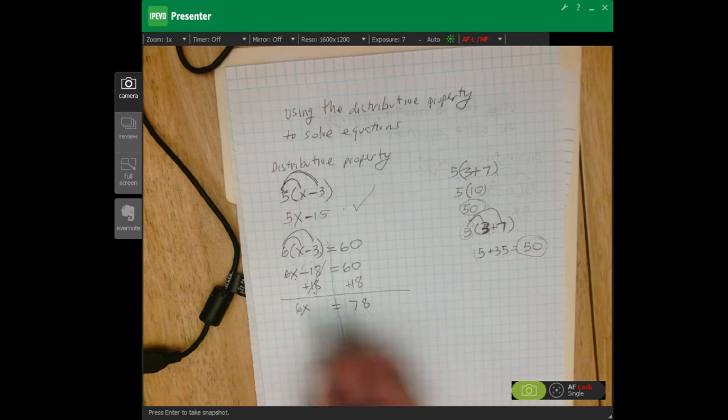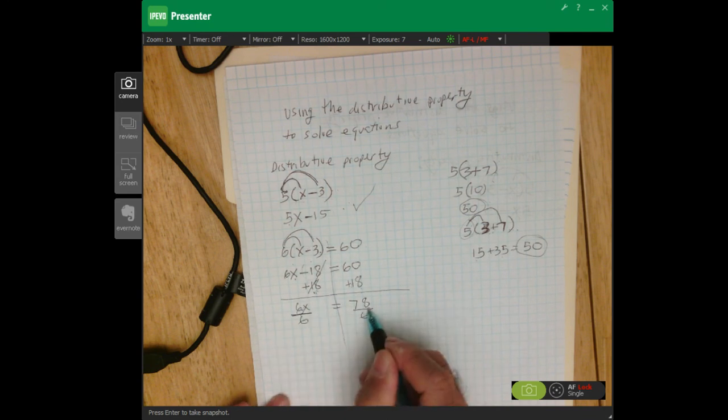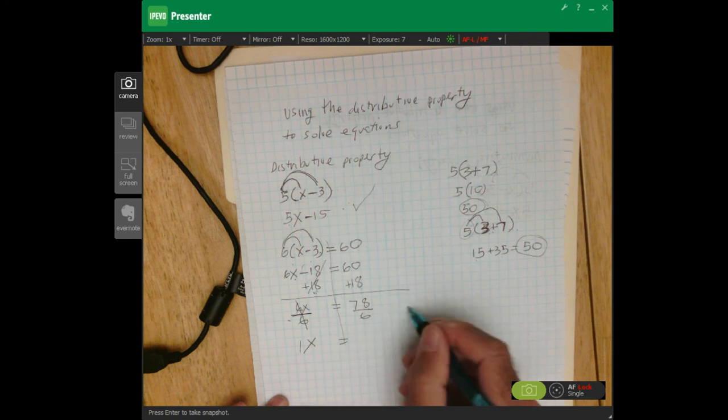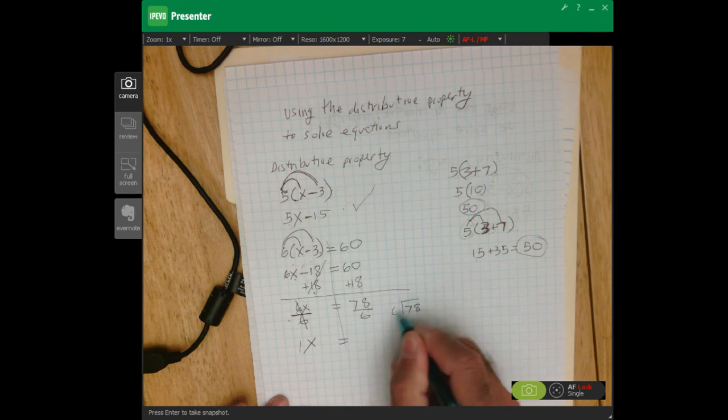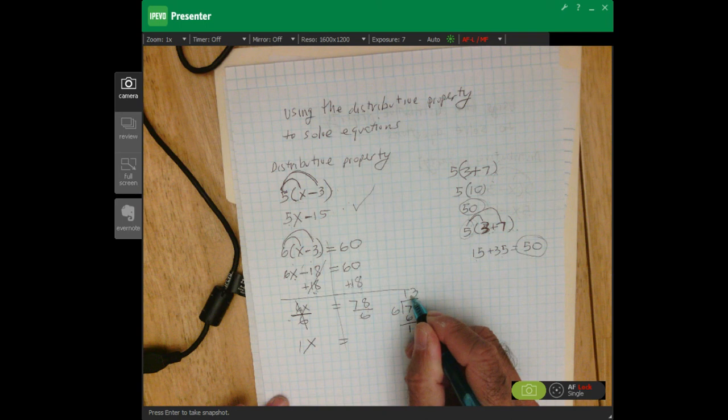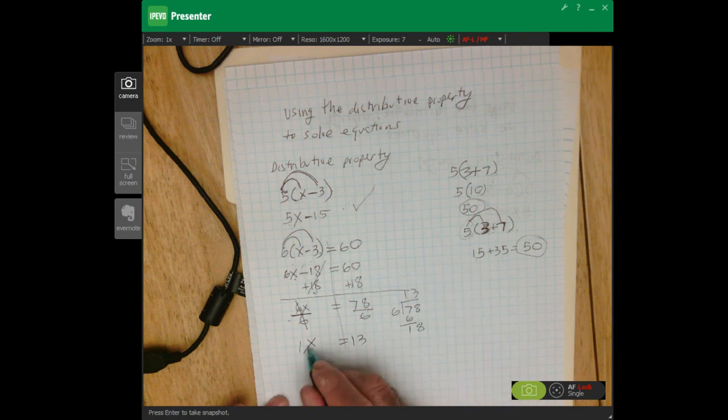Now we're going to do something that isn't already here. So this is multiplication, right? If we just had to multiply, it already tells us to multiply. But we're going to divide. That's something new we're putting in, so we have to do that new thing to the other side as well. So we have 6 divided by 6 is 1, so 1x, and then 78 divided by 6 gives you 13. So 1x, which is the same as x, is 13.